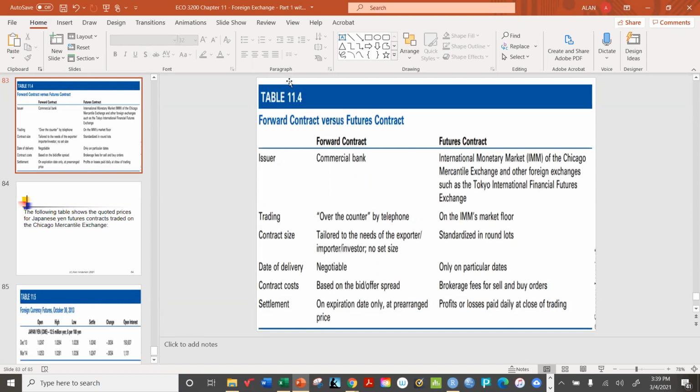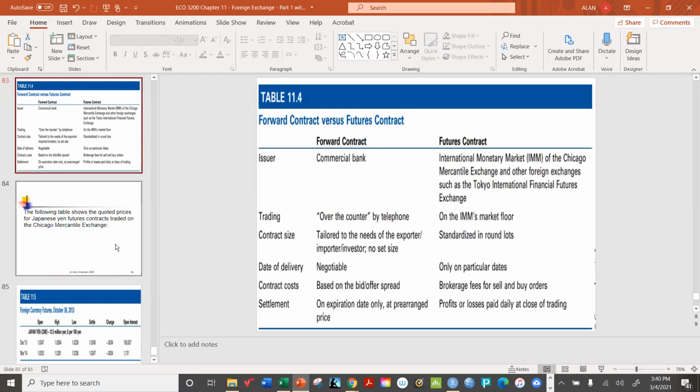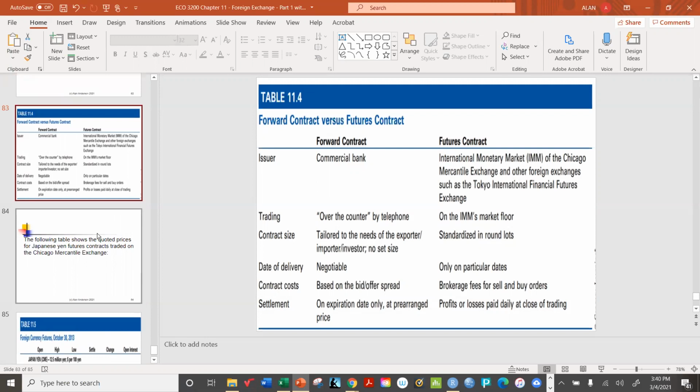Now down here, it looks like I did manage to get my hands on a price quote for the Chicago Mercantile Exchange. This is for Japanese yen, by the way. All right, so let's hold on a second. Let everyone catch up.